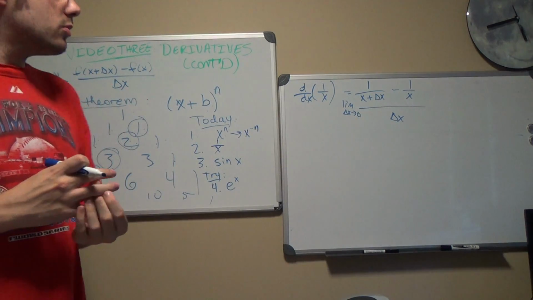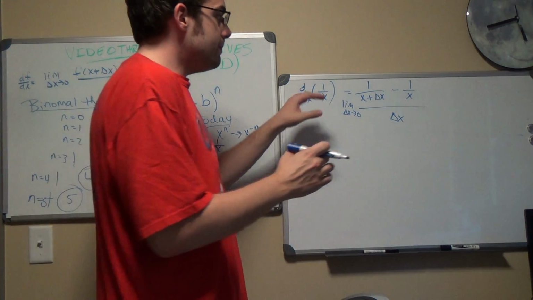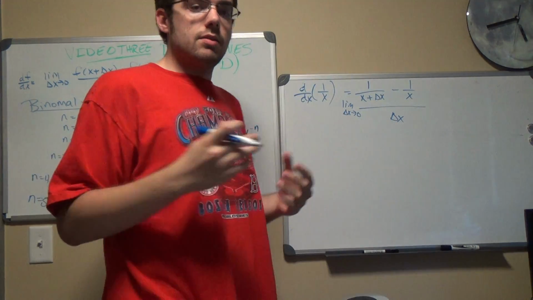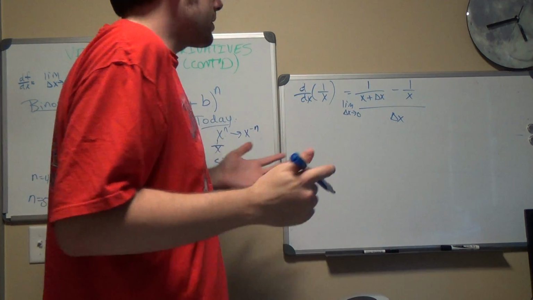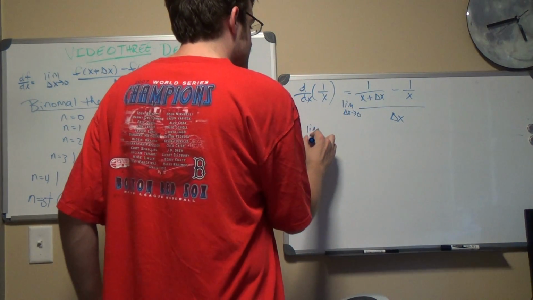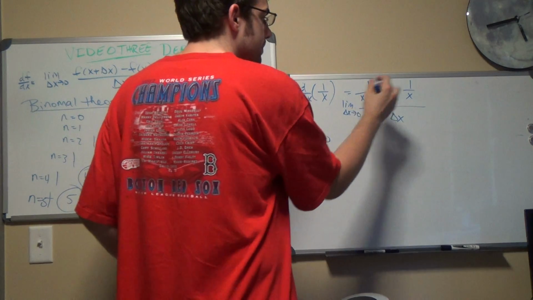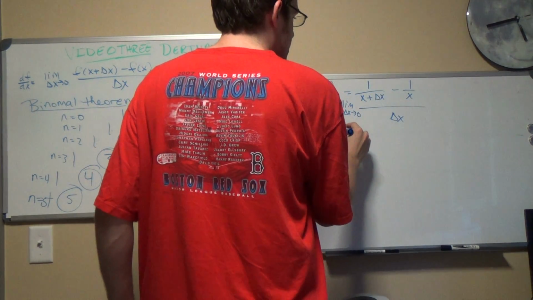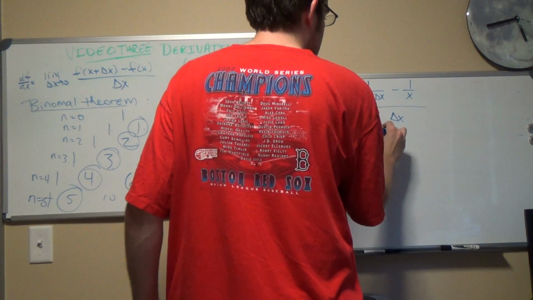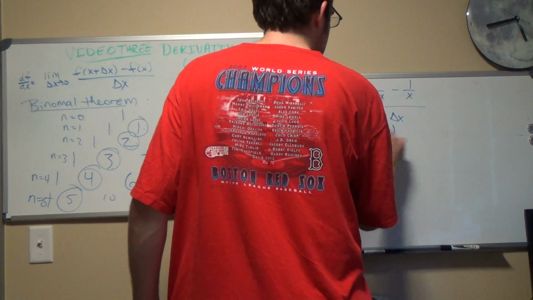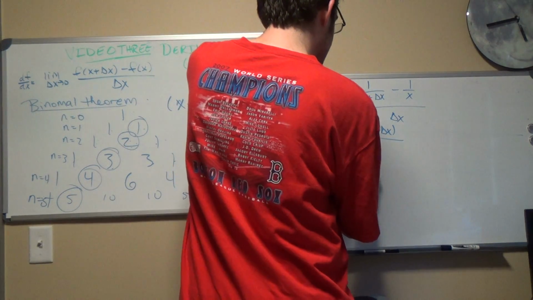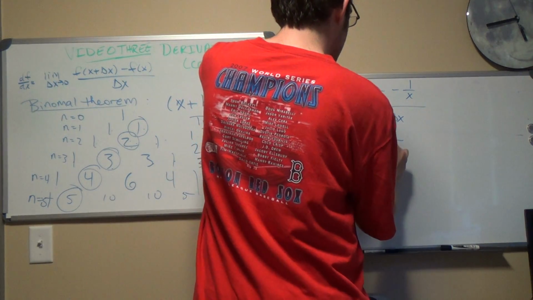So what we need to do with this is find like terms, basically. So we want to do cross multiplication. So we have the limit as delta x approaches 0. So we're going to do cross multiplication here: x minus x plus delta x, divided by x times x plus delta x.